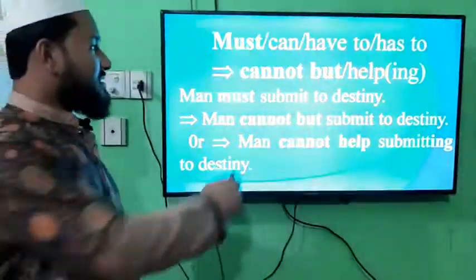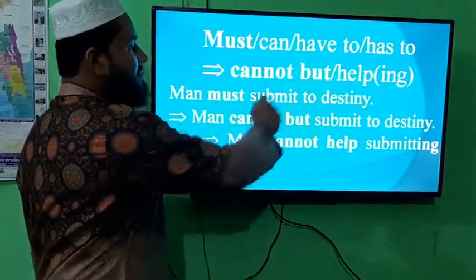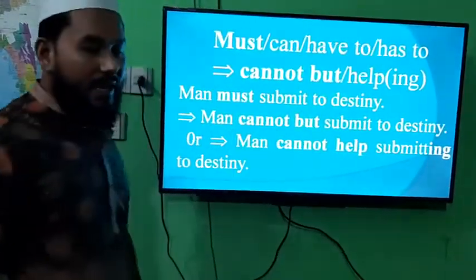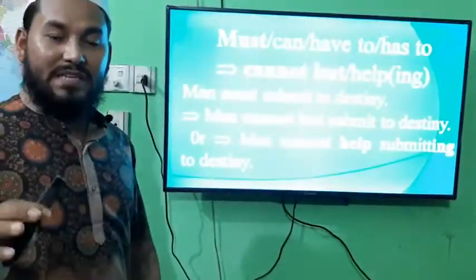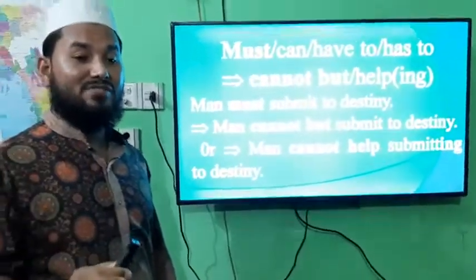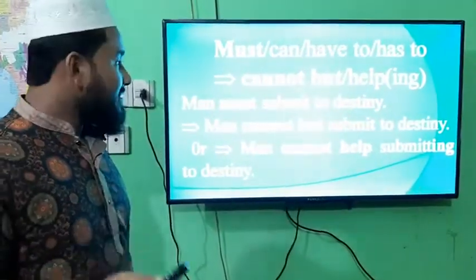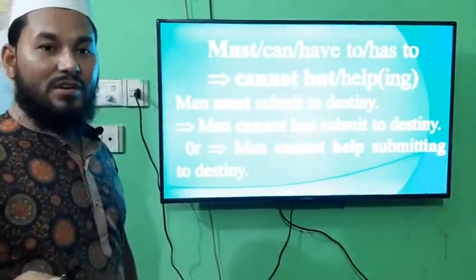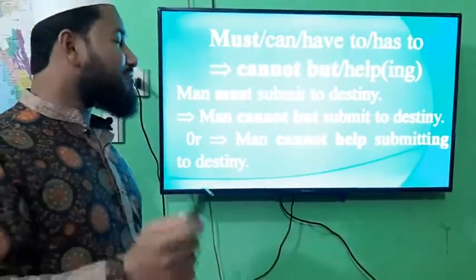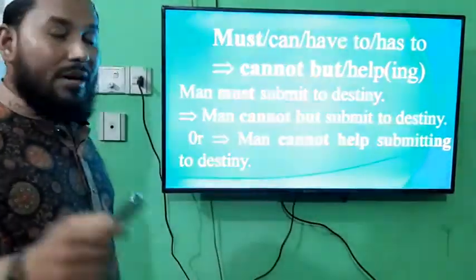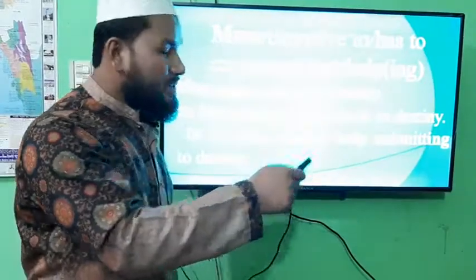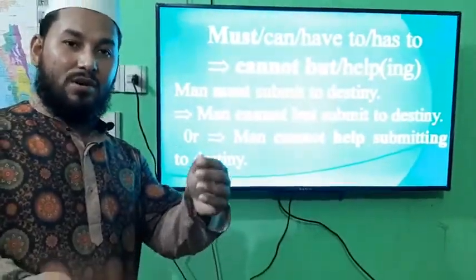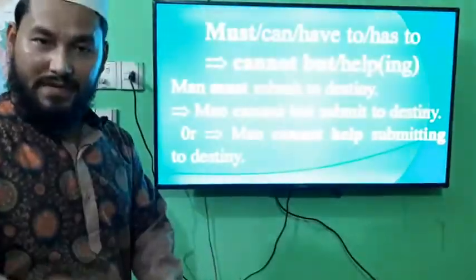Just see this. Here I bold cannot but. Why? Because using cannot but is risk free, because you need not use ing here. So in the exam you should use cannot but, and you have to memorize also cannot help with ing. Why? Because in the exam you will also get the opposite, meaning negative to affirmative. Okay.